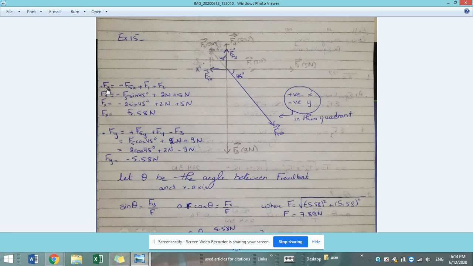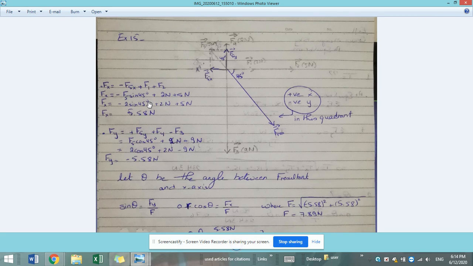Fx now, which is the x component of the resultant force. Here we have to take into consideration the positive and negative direction. The x component of f5 is to the left, so it's in the negative sense, so we have to write minus f5x. However, f1 and f2 of magnitudes 2 Newton and 5 Newton respectively are in the positive direction, so we have to write plus f1 plus f2 minus f5 sine 45, plus 2 plus 5. We get the following answer, 5.58 Newton.